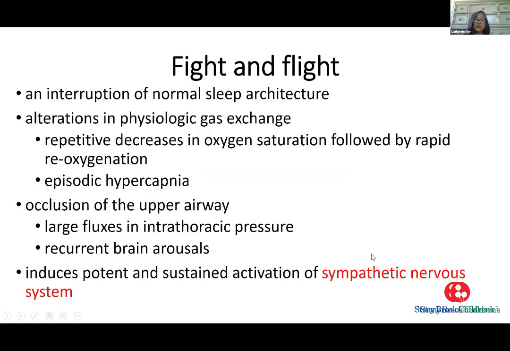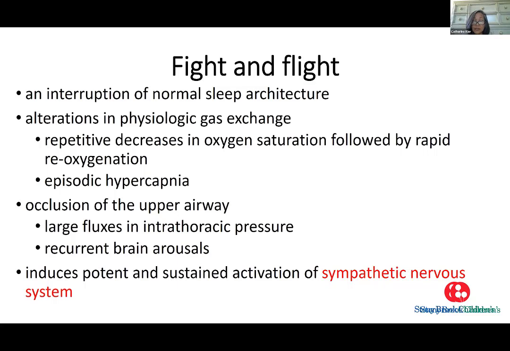Now, you could conceptualize that obstructive sleep apnea is really a fight-or-flight phenomenon, because there is interruption of your sleep architecture with all the physiologic gas exchange that's happening. So you have this repetitive fluctuation in your oxygen saturation, as well as episodic hypercapnia. And imagine also, with the occlusion of your upper airway, there would be large fluxes in your intrathoracic pressure, leading to recurrent brain arousals.